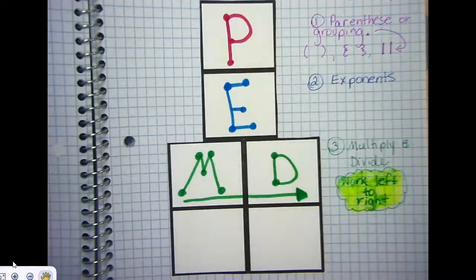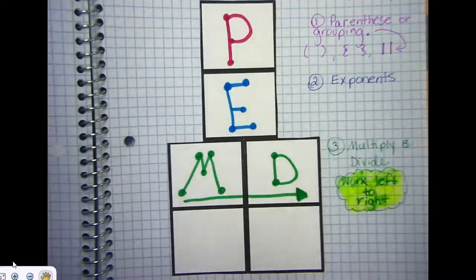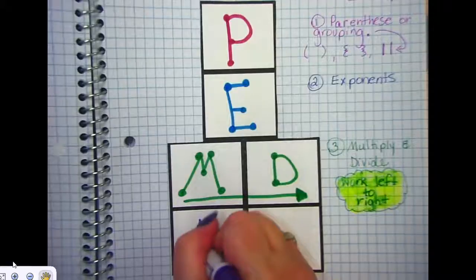And last, what do we have? Add and subtract. And they're like multiply and divide. You have to do what? Left or right?